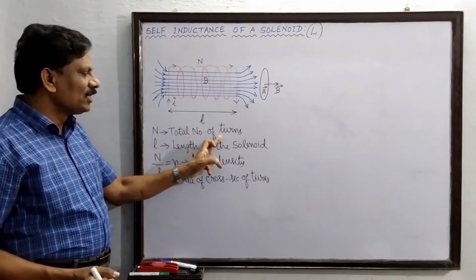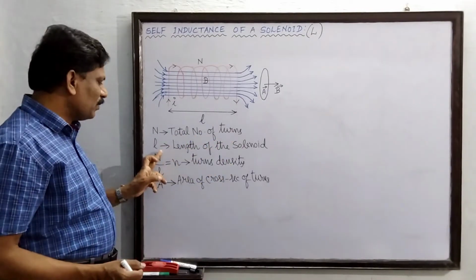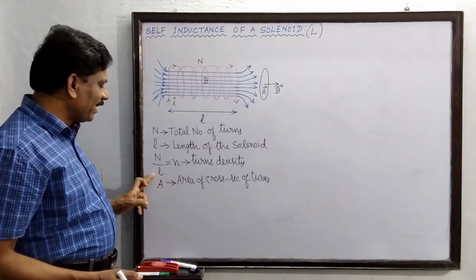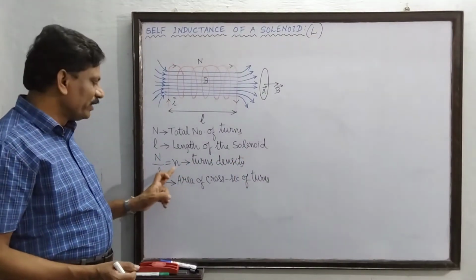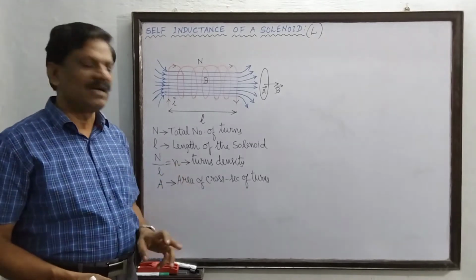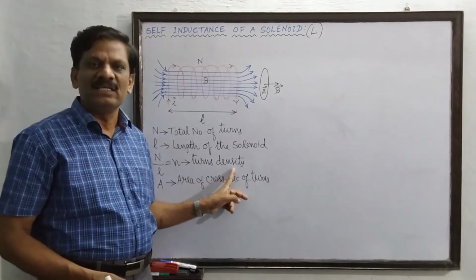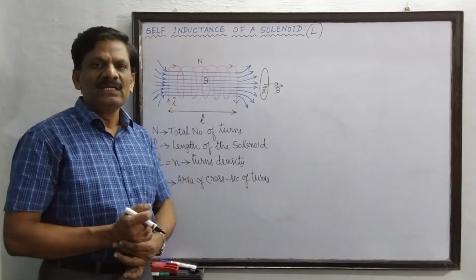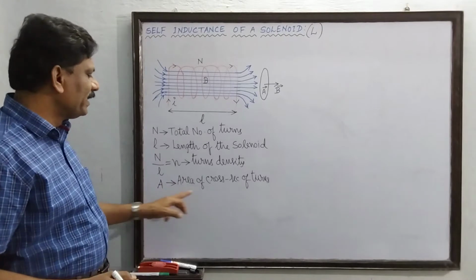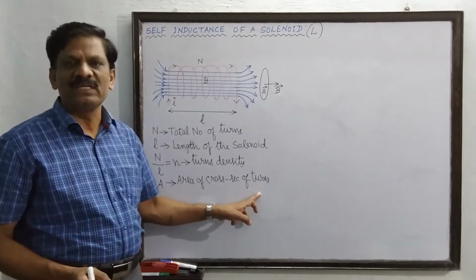Capital N represents the total number of turns. Small l represents the length of the solenoid. If you divide capital N by l, that ratio is denoted with the symbol small n. So small n is called turns density, which means the number of turns per unit length. And capital A is the area of cross section of the turns.